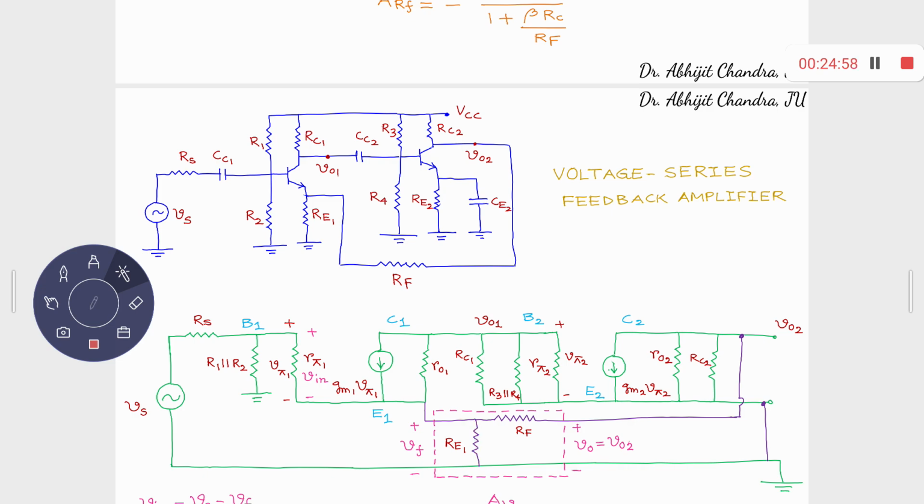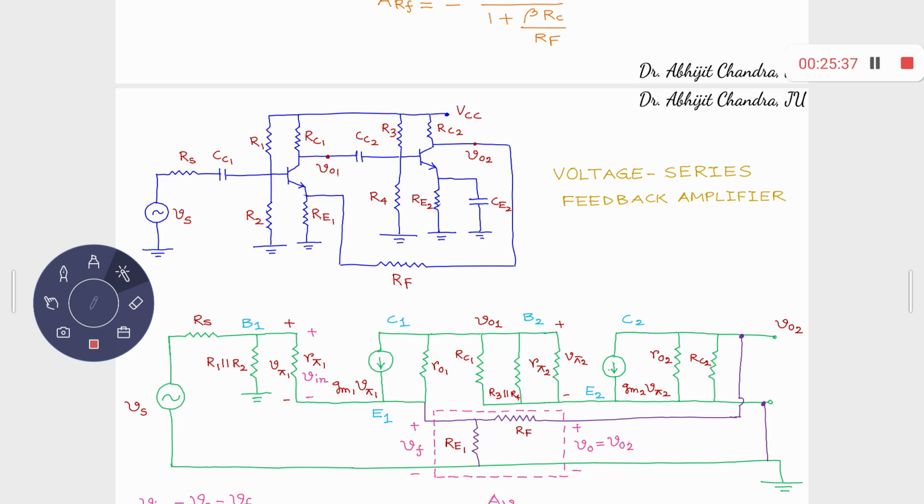What about RF? This feedback resistance is connected between collector 2 and emitter 1. Sorry, emitter 1, collector 2, that is C2 and E1. So this is your C2 terminal, collector 2 terminal. From C2 to E1, this is the emitter 1 terminal. So between E1 and C2, you have this RF connected. Okay.